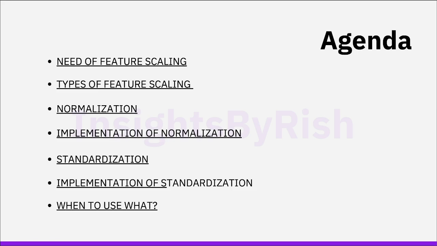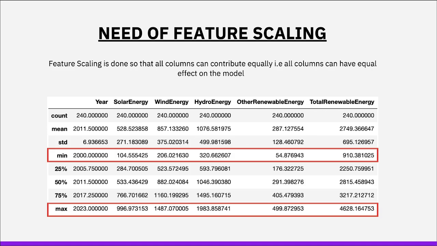So starting with the first agenda that we have, which is the need of feature scaling. Now basically, why do we require feature scaling? So this is an example of a dataset consisting of various data for global renewable energy, and here I have basically used the describe method on the dataset. Now this is the statistics that we get from the dataset. Now as you can see, the minimum value and the maximum value for every column is different, which means the column is on a different scale. Like if you check for the year column here, the minimum value is 2000 and the maximum value is 2023. Similarly, for solar energy column, the minimum value is 104 and the maximum value is 996.